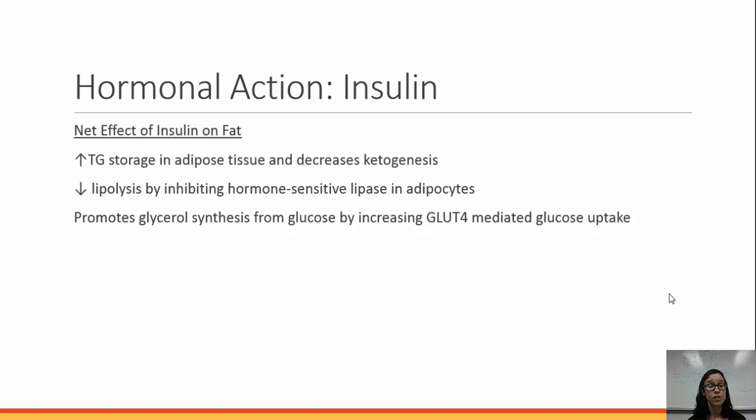So it also promotes glycerol synthesis from glucose. So just think we've got a lot of glucose, we need to use it. We can actually make glycerol, and the net effect of that is that it helps produce 5-carbon sugars for DNA and RNA, and it helps produce NADPH for fatty acid synthesis. So we've got enough. Let's use it or store it in some way.